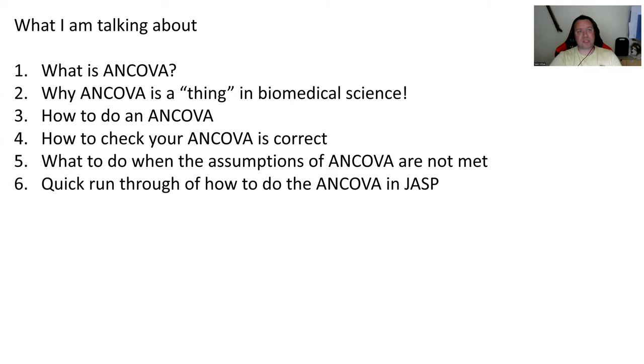So what am I talking about? First of all, what is ANCOVA? What is this thing? And why ANCOVA is a thing in biomedical science, particularly related to energy expenditure. And then also how to do an ANCOVA, how to actually perform it. How to check your ANCOVA is correct, because there are certain assumptions that have to be met for ANCOVA to be valid. And finally, what to do when the assumptions of the ANCOVA are not met and you can't correct, say, energy expenditure for body weight and meet these requirements for a valid ANCOVA, what do you then do with that data? Because you still want to use it. You want to present it because that has value.